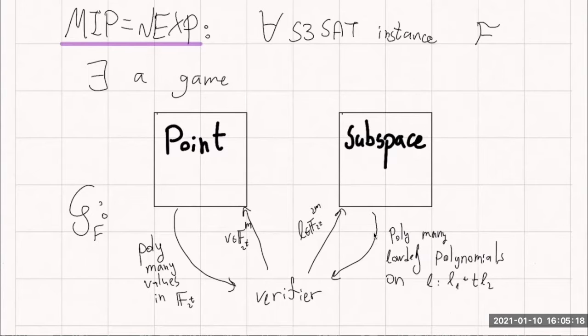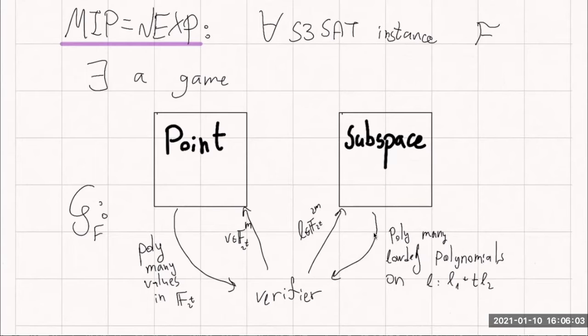If we have a succinct 3-SAT instance, so we have this Boolean formula F, and this Boolean formula F describes an exponentially long 3-SAT instance, then there exists a game that I'm calling G of F with only 2 players. One player that I'm calling the point player, and the other that I'm calling the subspace player. The format of questions is the following. For the point player, I'm sending a single element inside some finite vector space over a field of characteristic 2.